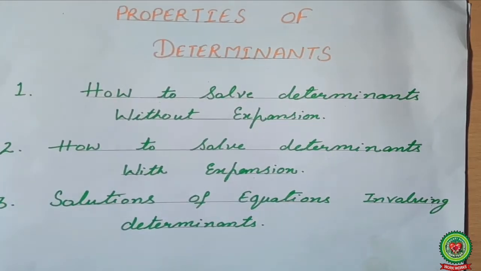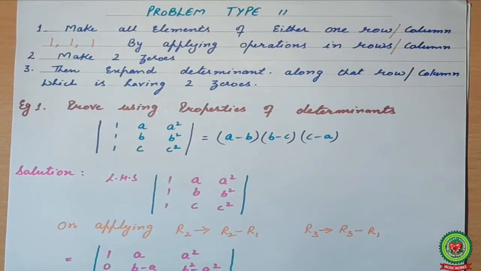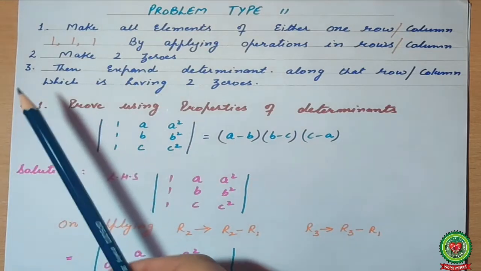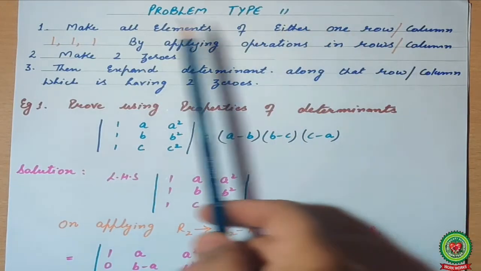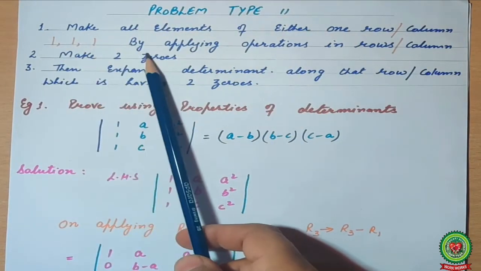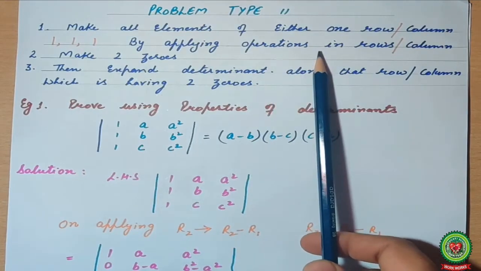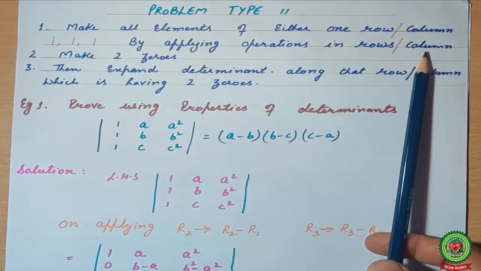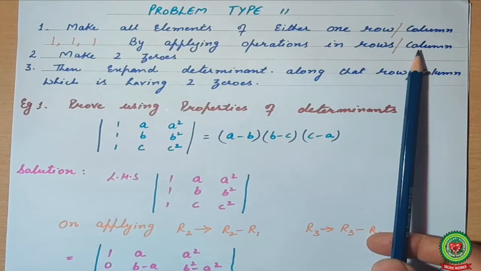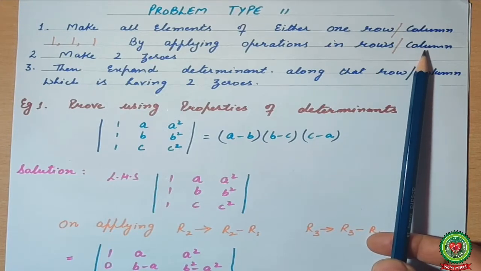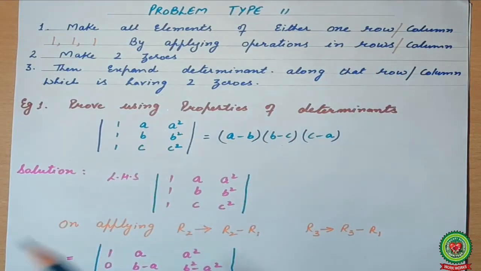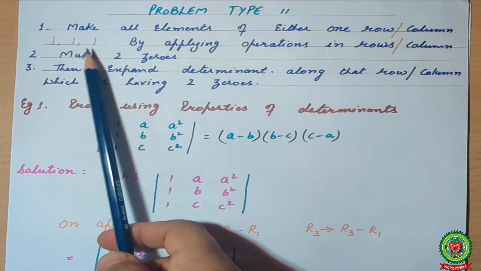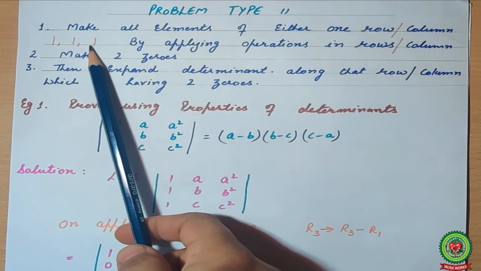Before starting this topic, let's discuss a few steps that will help you in solving the problem easily. Step number 1. Make all elements of either one row or column 1, 1, 1 by applying operations in rows or column. Means you can apply the operations in rows also or in column also. By taking common element, all elements of one row or column should be 1, 1 and 1. This is the easiest first step here.